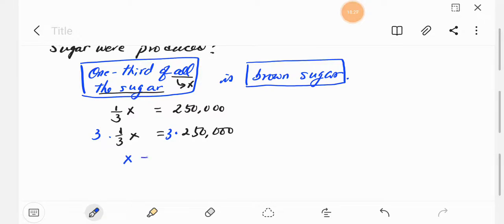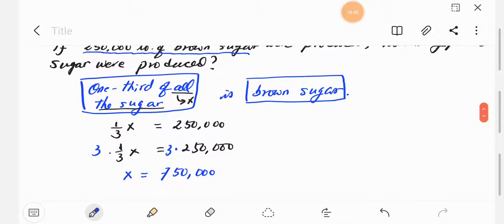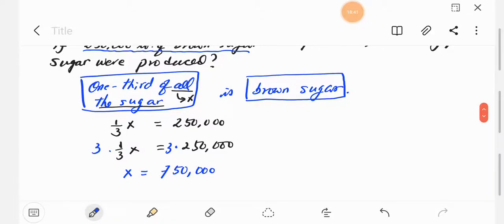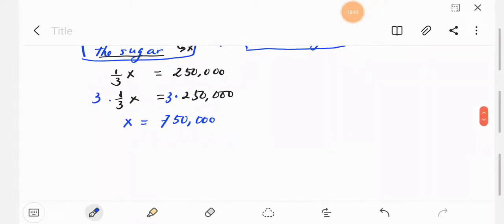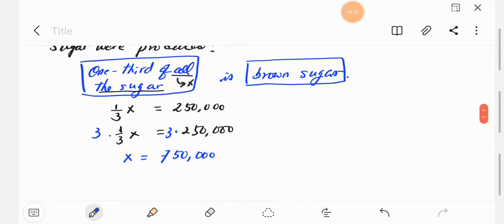So we have X. Then multiply 250,000 by 3. So that will be 750,000. So X is the total pounds of the sugar, all the sugar. So 750,000 pounds of sugar were produced. All right, that's it for this section.